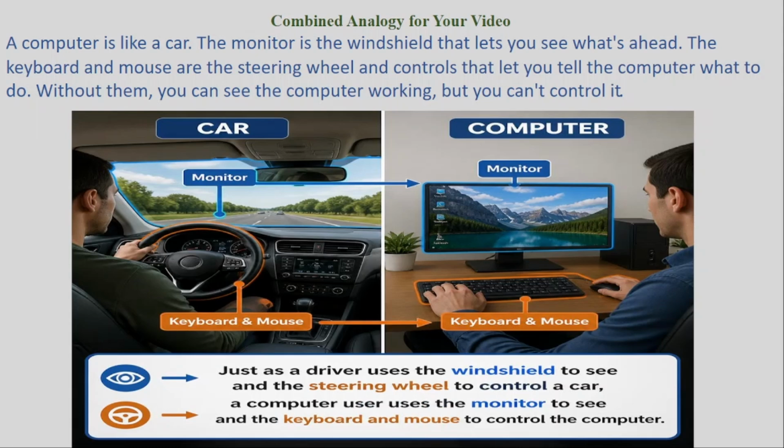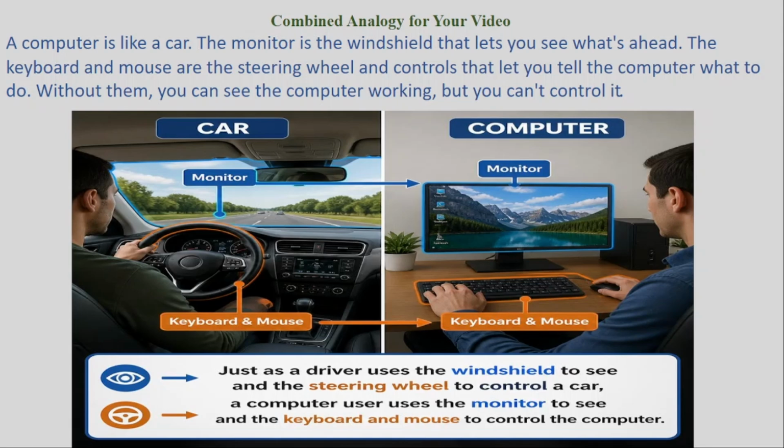I want you to see this image and try to observe what's there. We are trying to relate a computer to a car, whereby a computer is like a car. We are going to assume the monitor of your computer is a windshield that helps you to see what's on the computer, and the keyboard and the mouse are the controls that help you get what you want, do what you want.